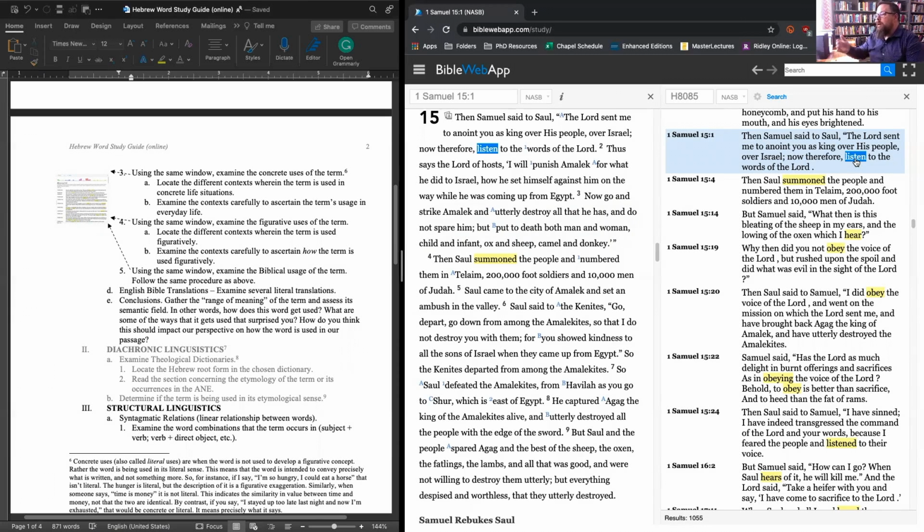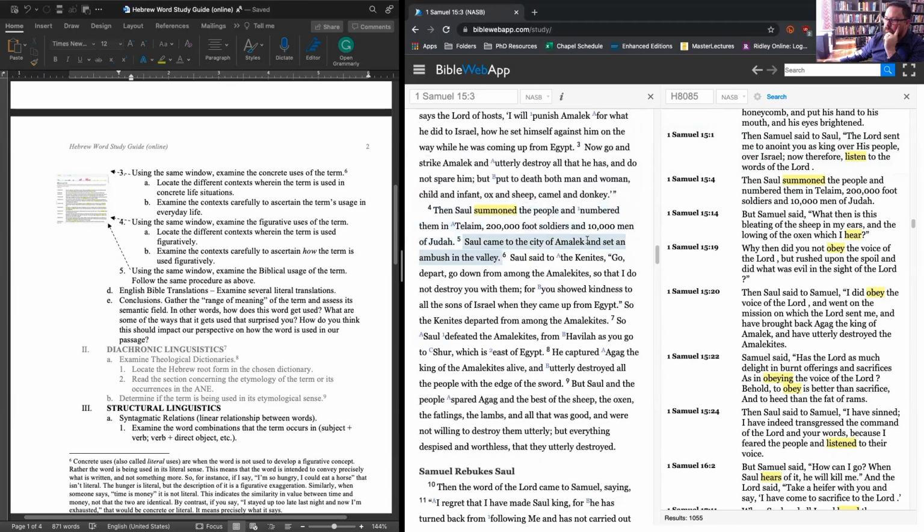Shema extends beyond just the literal action of hearing to then what do you do with what you have heard? Are you obeying or not? Because if you do not obey, then you have not, in fact, shemad. Okay, and so that's the point here with this word study. Hopefully, as you continue through this, that will be helpful to you.